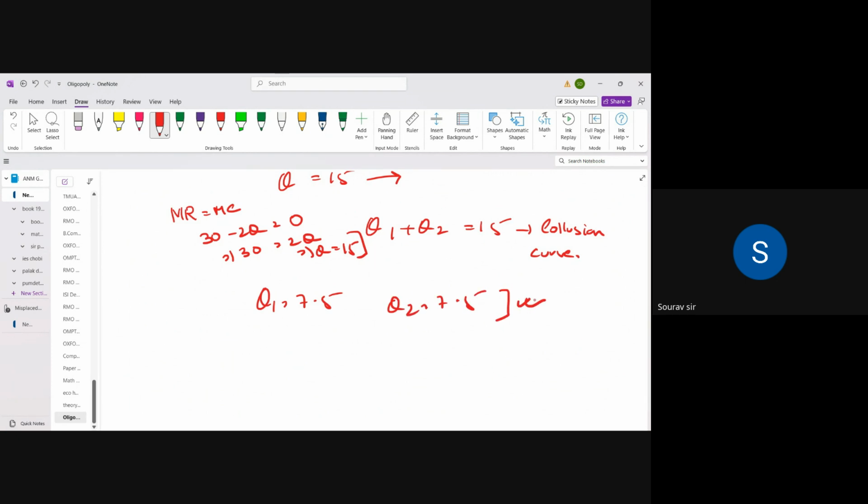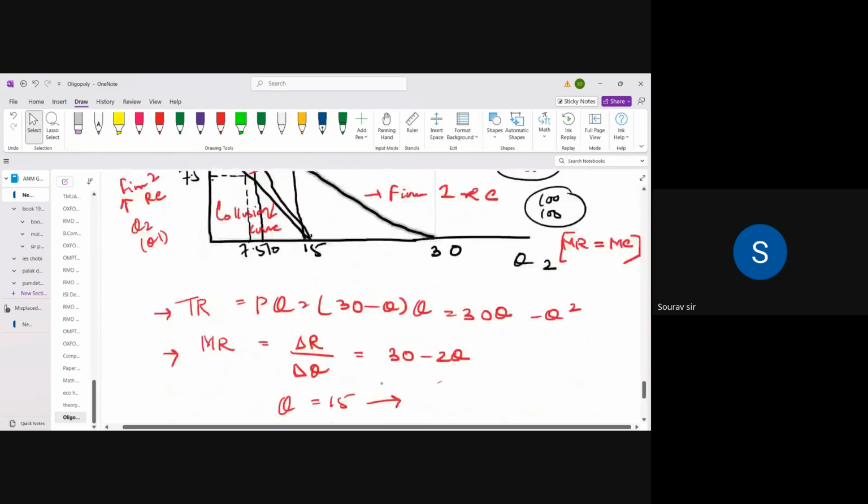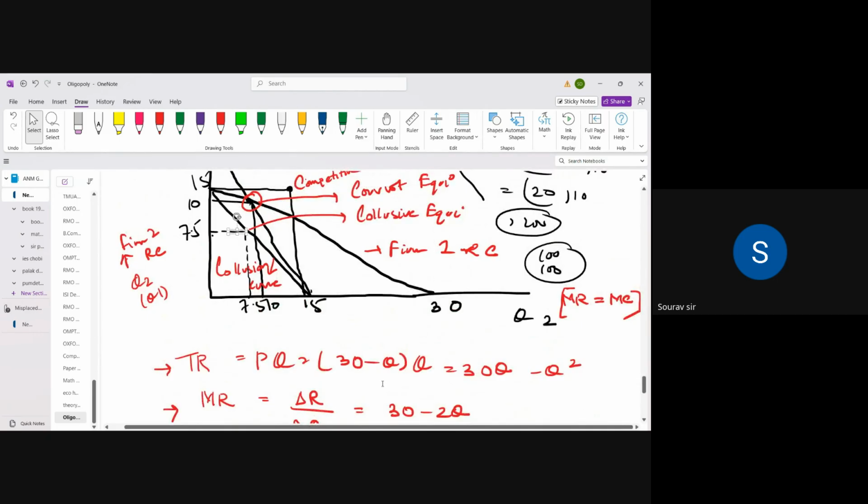Done. Now, if you expect that both firms produce less, then each firm will earn higher profit than in the Cournot equilibrium. Here is the competitive output, which comes by setting price equal to the marginal cost. So there are three scenarios, and accordingly we have this. That's why it is the competitive equilibrium, by setting price equal to marginal cost.